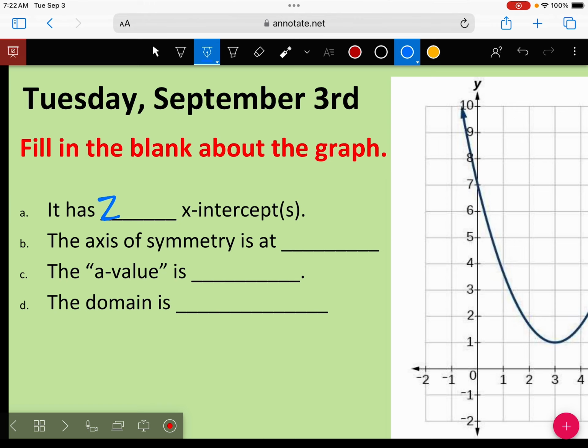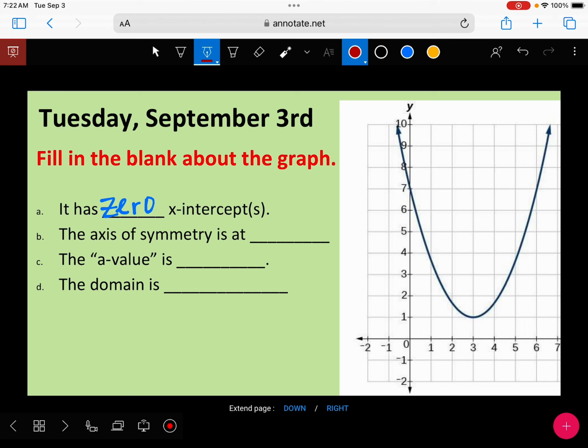You could say none. But this is your x-axis, and if we look at it, that parabola does not come down far enough. The axis of symmetry is the middle line, so that would be right here. Axis of symmetry is the middle, so this goes through right here. So it would be at x equals 3.